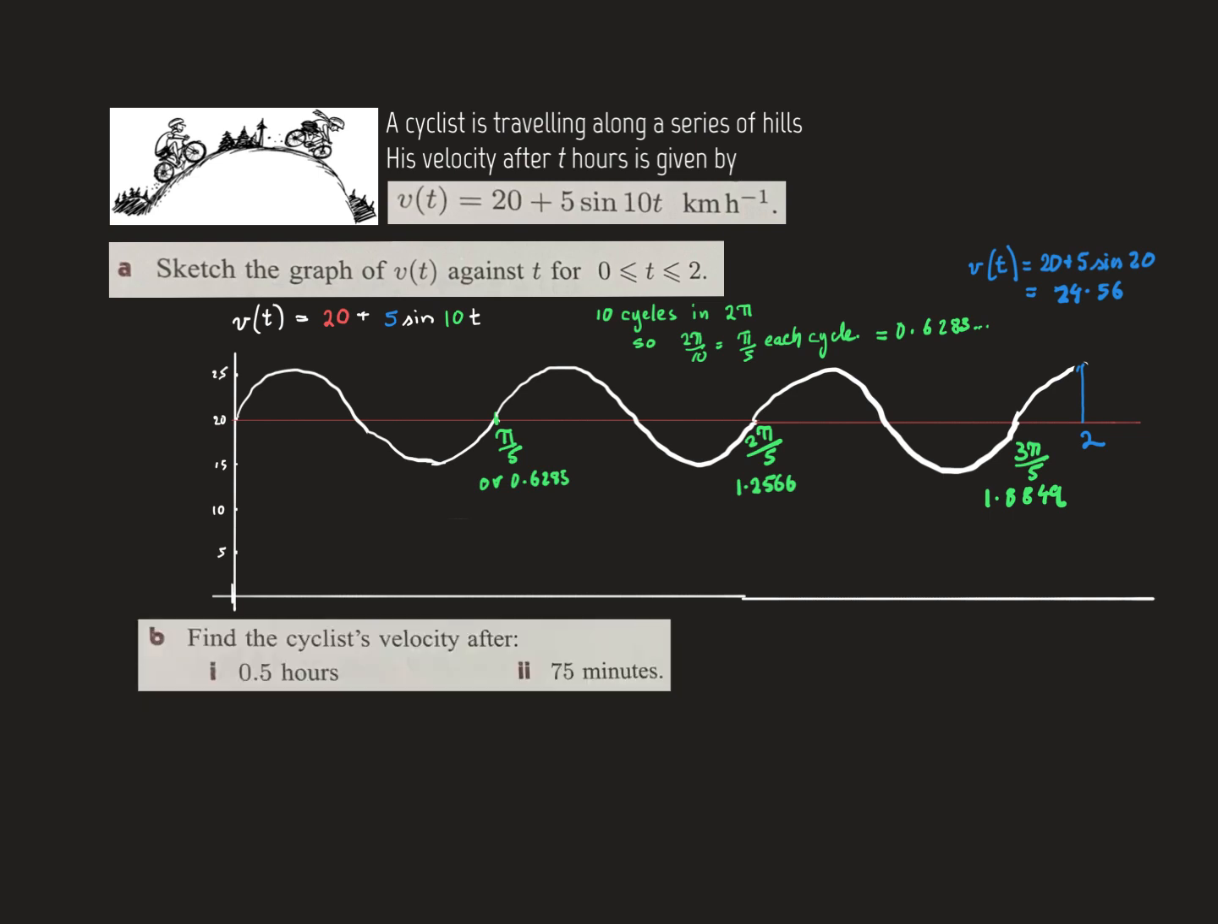And to find the cyclist's velocity after 0.5 hours, all we need to do is just substitute that 0.5 hours into our original velocity function, and that will be 20 plus 5 sine of 0.5 times 10. Now working that out, we'll just get 15.2 kilometers per hour.